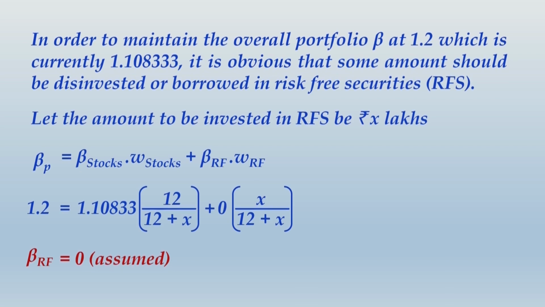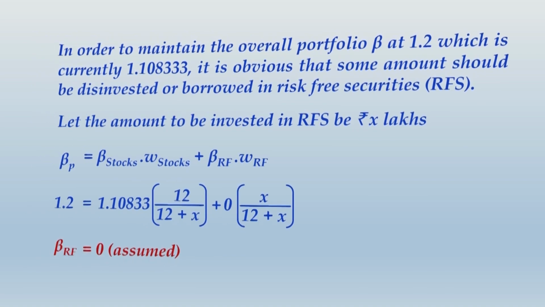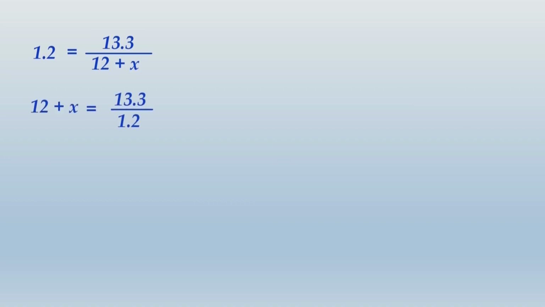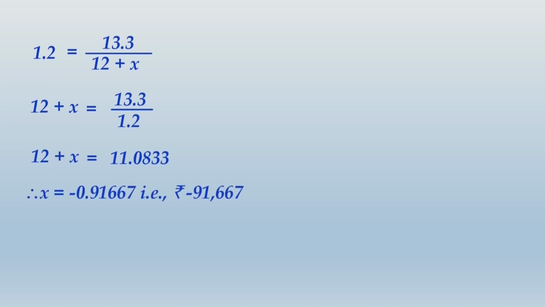Alright friends, I am sure you have finished writing this whole thing. Let us move ahead and we solve this equation taking 1.2 in the left hand side. The right hand side value remains same. So when you cross multiply, 12 plus x will be 13.3 divided by 1.2, and 12 plus x comes to 11.0833.